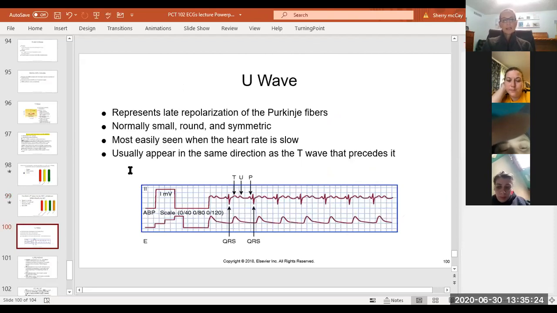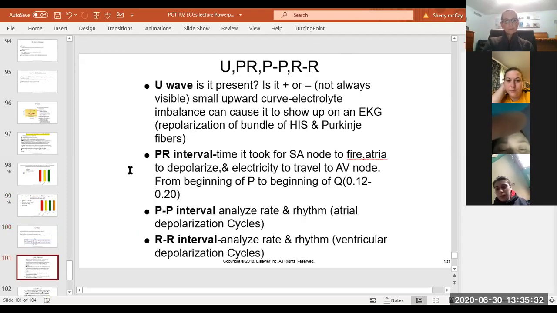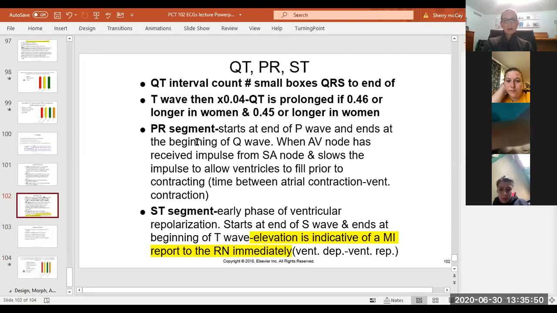U waves, not all of them have U waves. They can usually appear in the same direction as the T wave. A U wave should have a small upward curve. It's not actually normal to have them, so if you do have them, a lot of times the person might have an electrolyte imbalance, okay? I'm not going to go through any of those because we decided we're not going to really worry about all those.